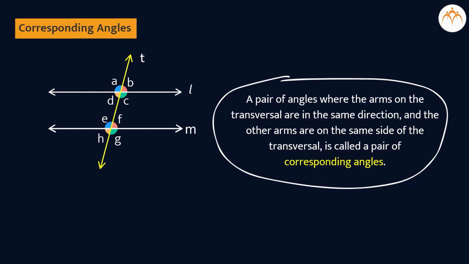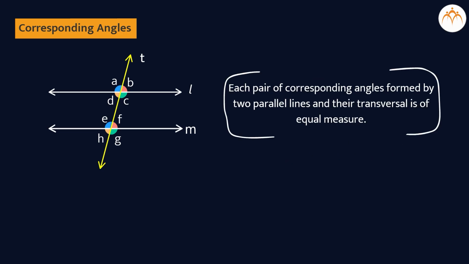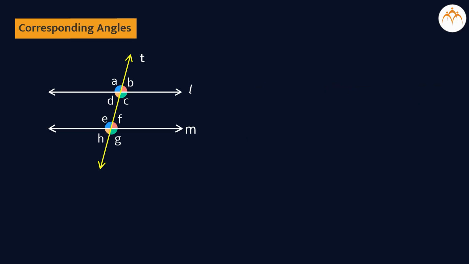A pair of angles where the arms on the transversal are in the same direction and the other arms are on the same side of the transversal is called a pair of corresponding angles. Each pair of corresponding angles formed by two parallel lines and their transversal is of equal measure. Let's identify the corresponding angle pairs in this figure. Angle A is congruent to angle E. Angle B is congruent to angle F. Angle C is congruent to angle G. Angle D is congruent to angle H.